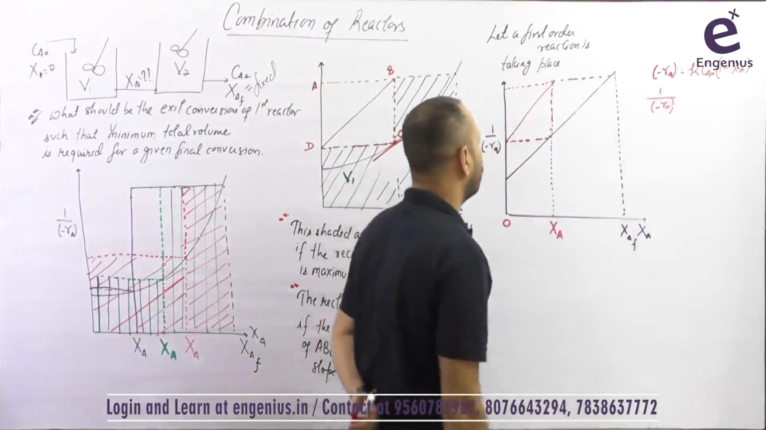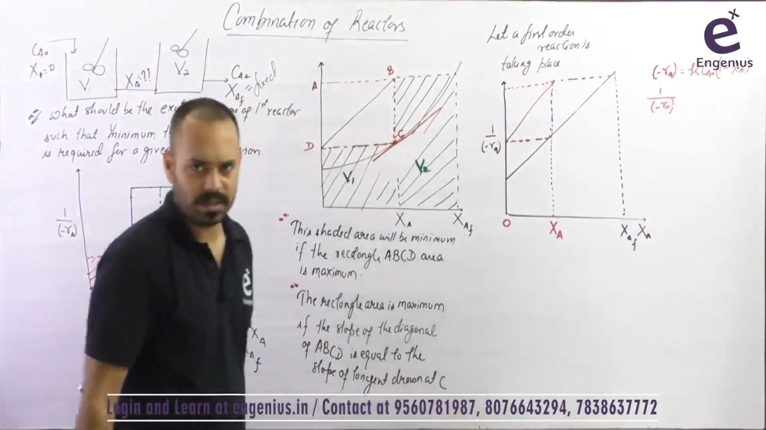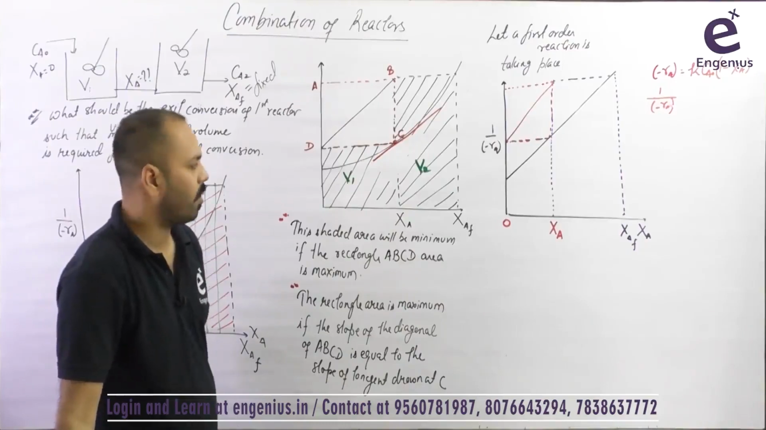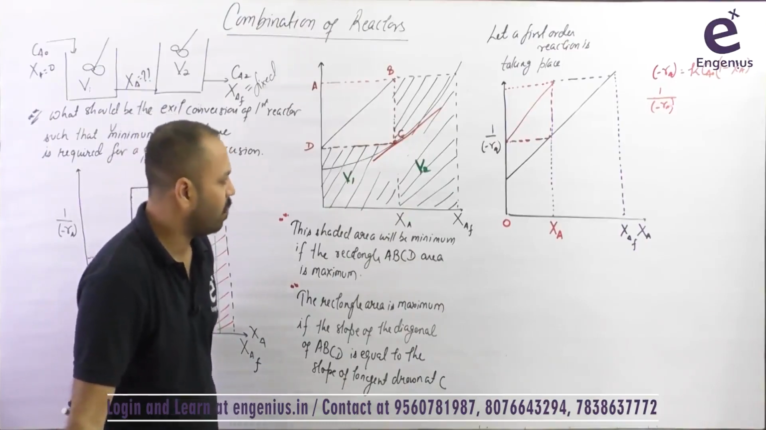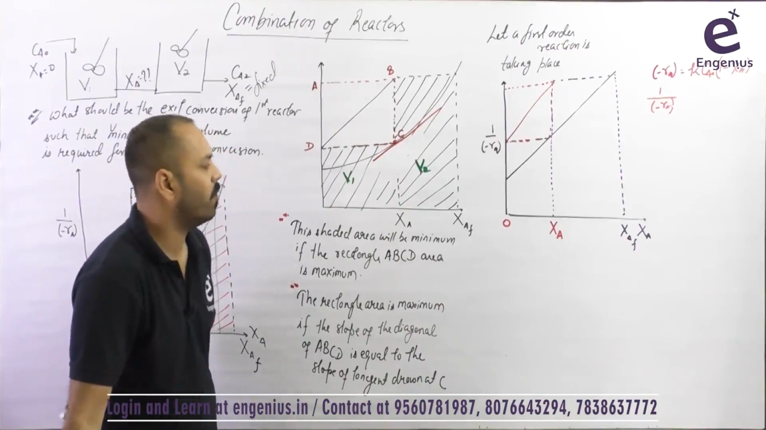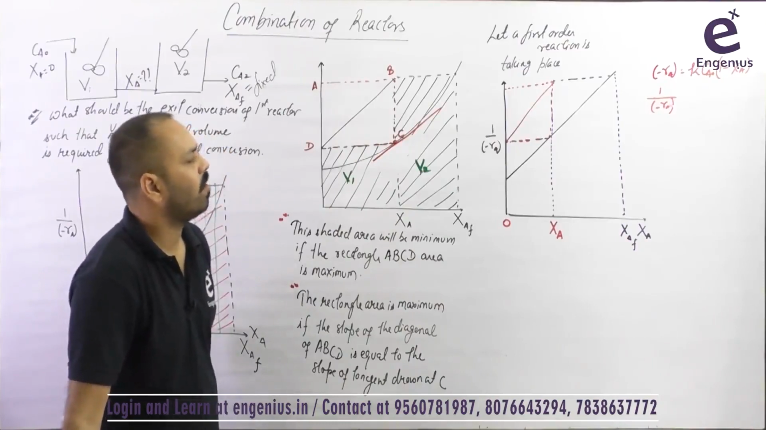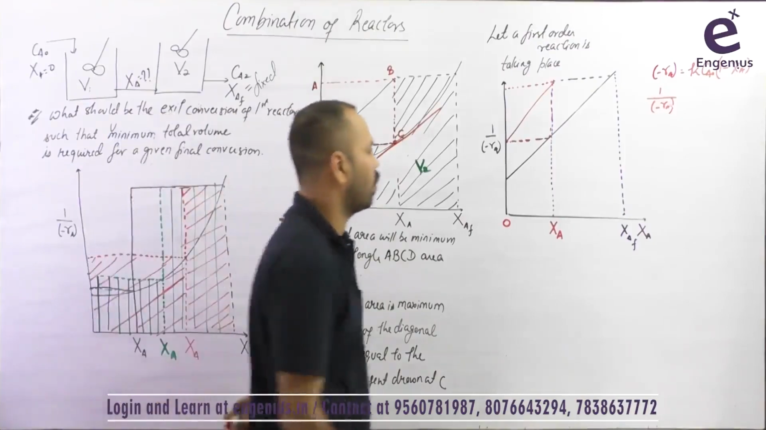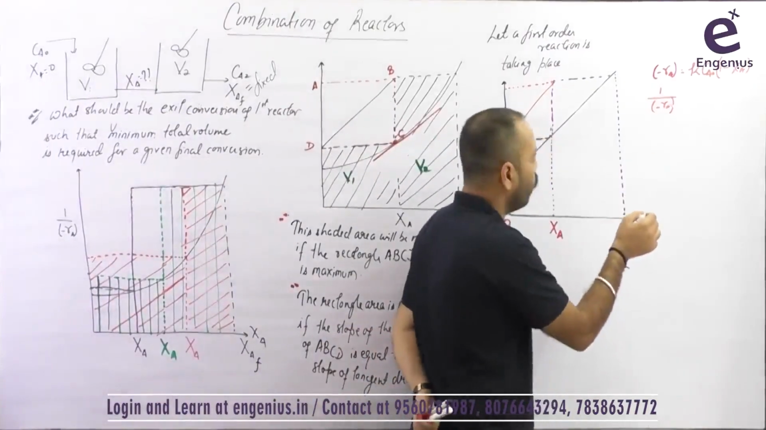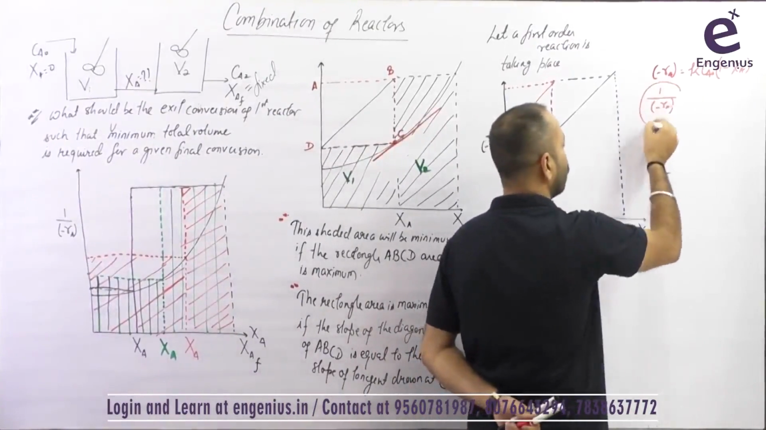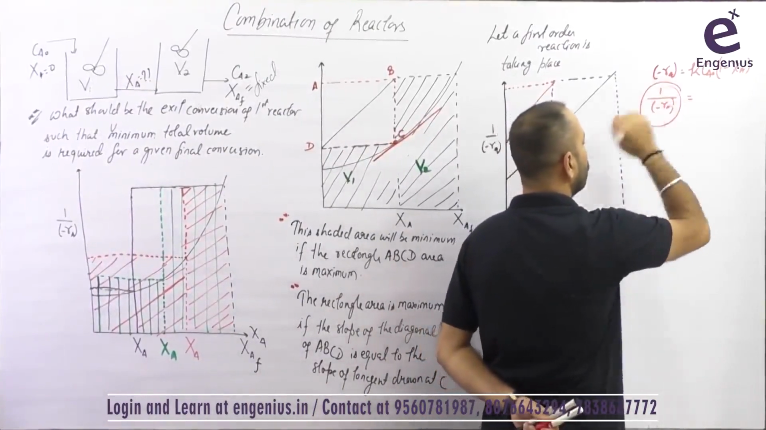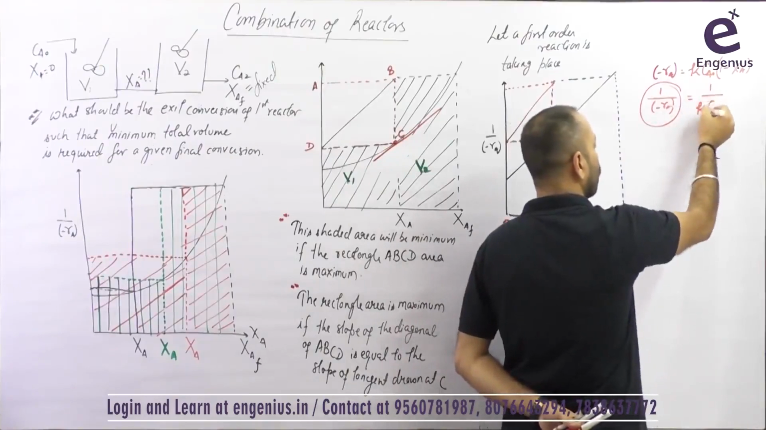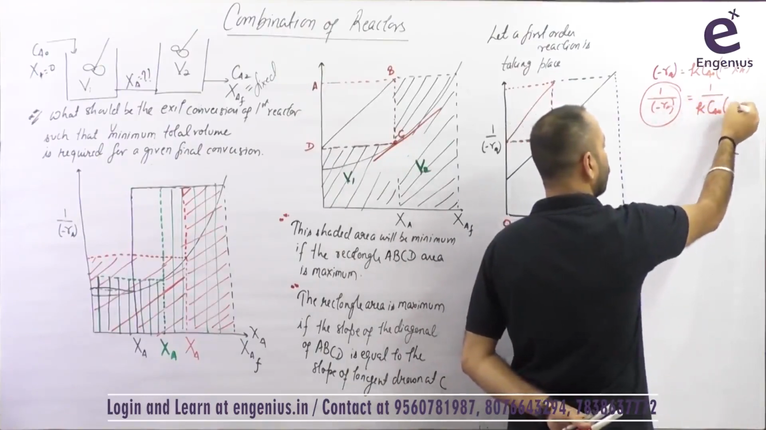So suppose this kind of reaction, a first order reaction, is there. What should be the exit conversion of the first reactor? That we have to find. So suppose Xa is there and some relation is given, 1 by rate versus Xa. What do you think is the nature of this plot? 1 by rate is your y-axis, and rate is k Ca naught, right? So 1 by k Ca naught times 1 minus Xa.